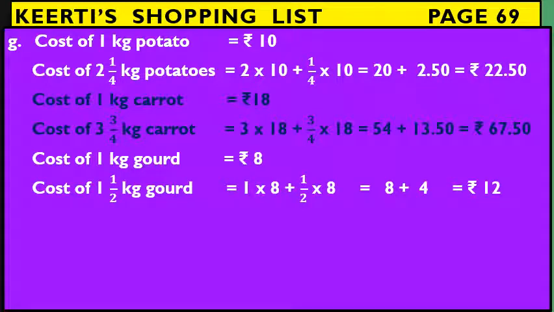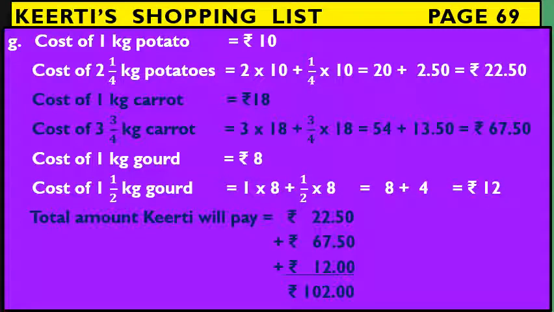She also wants to buy 1.5 kg of gourd. The cost of 1 kg of gourd is rupees 8 and cost of half kg of gourd will be rupees 4. So 8 plus 4, that is 12. So cost of 1.5 kg of gourd will be rupees 12.